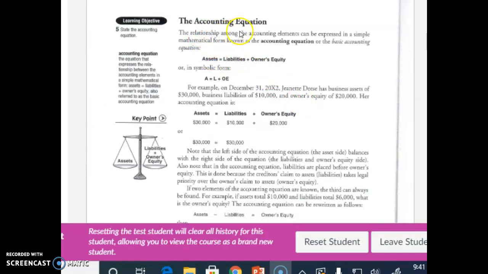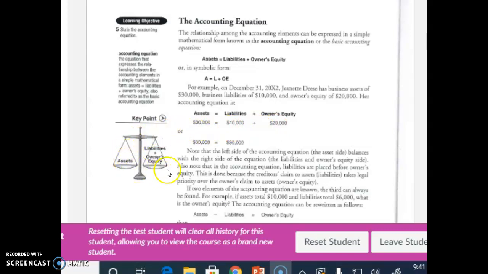So we talked about the accounting equation. That was one of your problems that you had. Assets equals liabilities plus owner's equity. So if you have $30,000 in assets and you have $10,000 in liabilities, or debts that you owe, the difference is $20,000, and that is the owner's equity in the business, or it's also called capital.